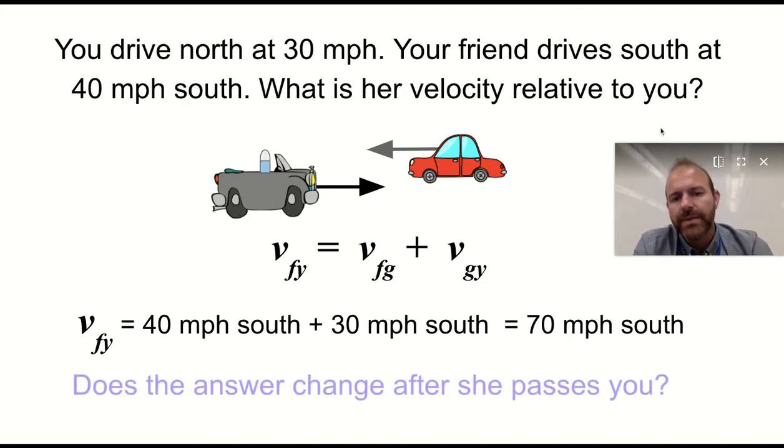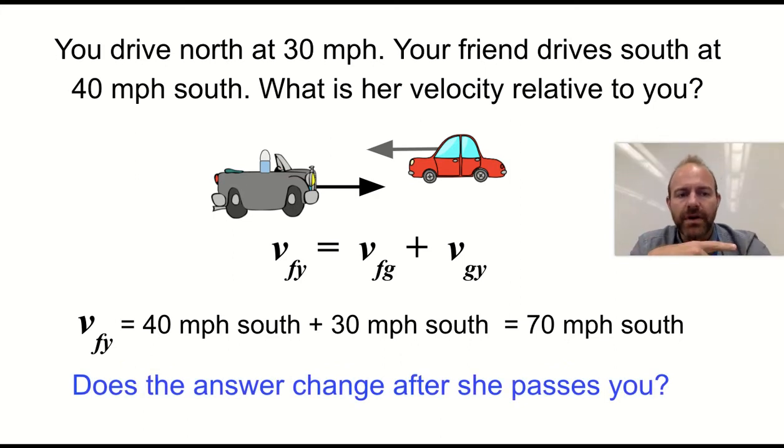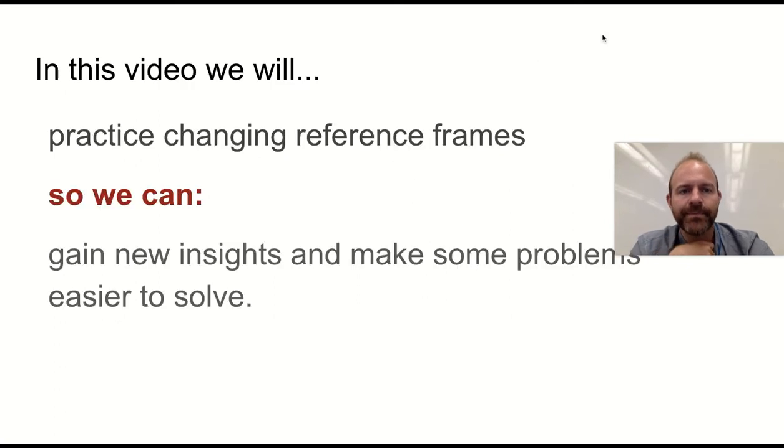The follow-up question would be, does the answer change after the cars pass each other, after your friend passes you? And the answer to that is no, right? The equation is exactly the same. It's true that the picture would shift. The red car would move to the left and the gray car to the right, and they're now moving apart from each other. That's the speed at which they're separating instead of the speed at which they're approaching, but the answer is still the same.